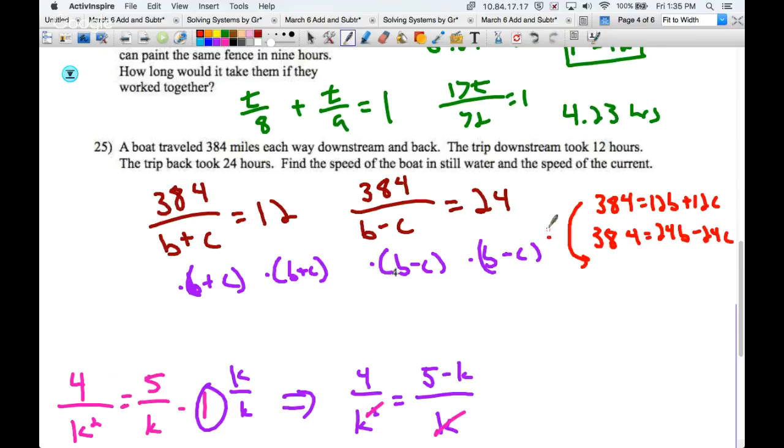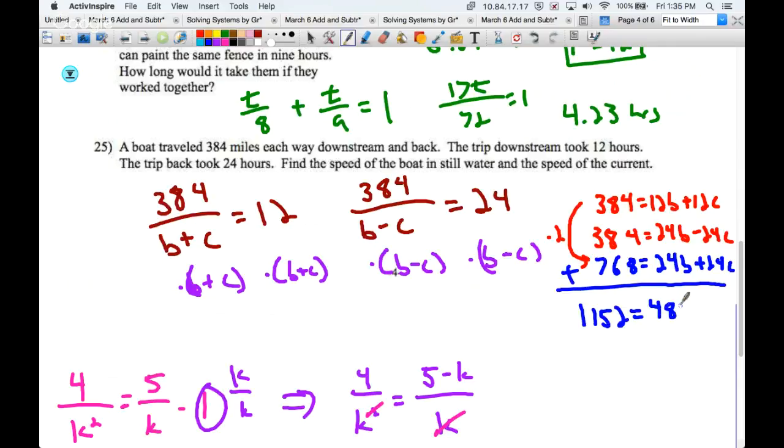I'm going to double this one. 384 times 2 is 768 equals, if I'm doubling it, I get 24b plus 24c. I'll add these two equations together, so I'm going to add another 384 to get 1,152 equals 48b. Divide both sides by 48. And look, the speed of the boat was 24.